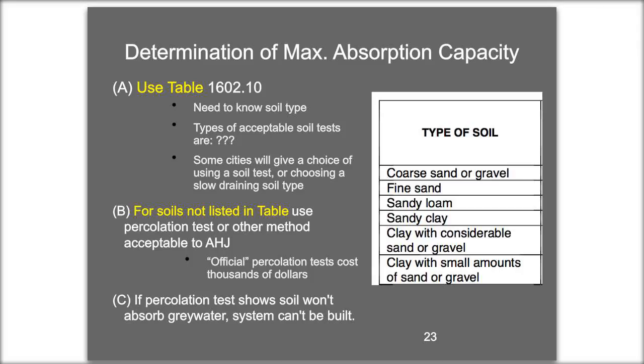Kind of a challenge with the code and with people getting permits are some jurisdictions allow the installer to do a site soil test, which is really easy to do. Some want a more professional certified soil test, which is extremely expensive. And the code does say for soils not listed in that table, you need to do a percolation test or some other method that's acceptable to the authority having jurisdiction. But those official tests are quite expensive. And if you have soils where the water won't soak down, the Graywater system can't be built. You shouldn't be putting a lot of water in that landscape anyway. So you have to have the right type of soil environment that can absorb the water you're putting out.